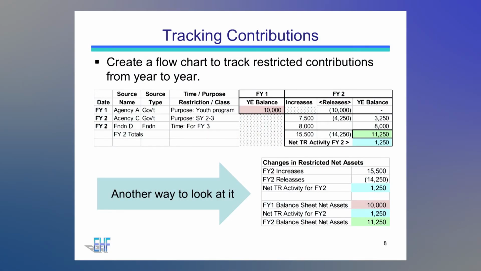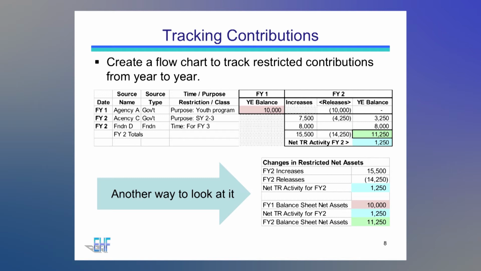In this example, Agency A gave $10,000 in fiscal year 1, and that's the year's ending balance for temporarily restricted. In fiscal year 2, the $10,000 was released to pay for the youth program, and the ending balance for fiscal year 2 for that grant is 0. Also in fiscal year 2, Agency C promised $7,500 for the next school year, and Foundation D gave a contribution for the following fiscal year.